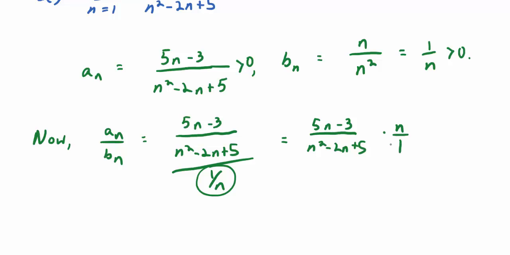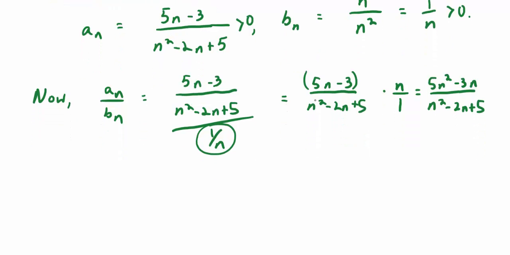And then you can see why this trick works. We're going to get the same degree polynomial in the numerator as we have in the denominator, which is going to allow us to easily take the limit. So what do you get for this guy when you distribute the n here? 5n squared minus 3n over the same denominator, n squared minus 2n plus 5. Yeah, kind of out of room there, so let me go down here.